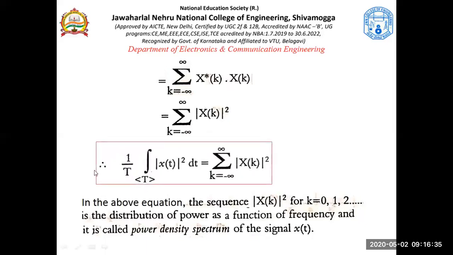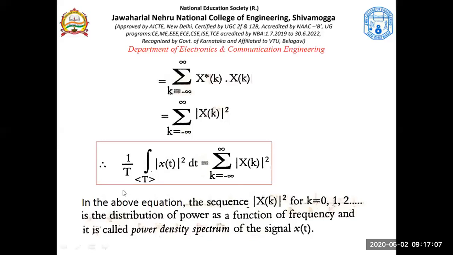The left hand side is the average power of the signal, and on the right hand side is the sequence magnitude of x of k whole square. The square of the magnitude is there, right? So it is magnitude of x of 0 square, magnitude of x of 1 square here. They are all a distribution of power as a function of frequency. At each frequency, this tells us what the power is. So this is called the power density spectrum. Understand that?